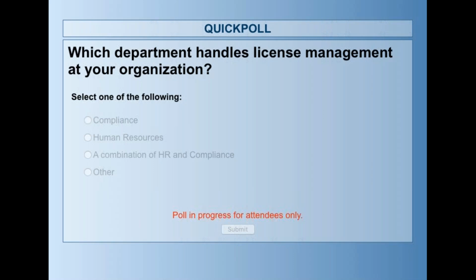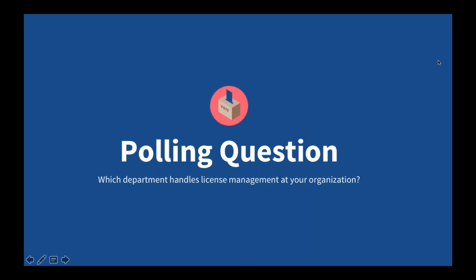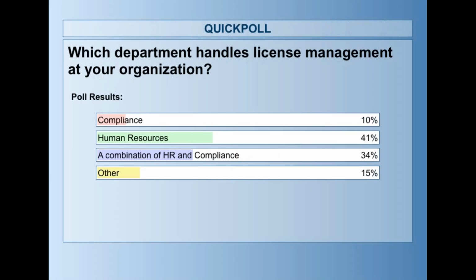We'll give it another couple seconds. Looks like most of us have actually gone and voted. So thank you again for your engagement today. And we'll share the results. So most of us, it's actually 41%, and that's pretty consistent that it's a function that's exclusively owned today by HR. 10% of us, though, it's owned by compliance, and it's not owned by HR, which is interesting. 34%, it's a combination of HR and compliance, which makes a lot of sense and certainly is what we'd encourage today. And then 15% is other. Maybe that's IT or maybe it's credentialing.